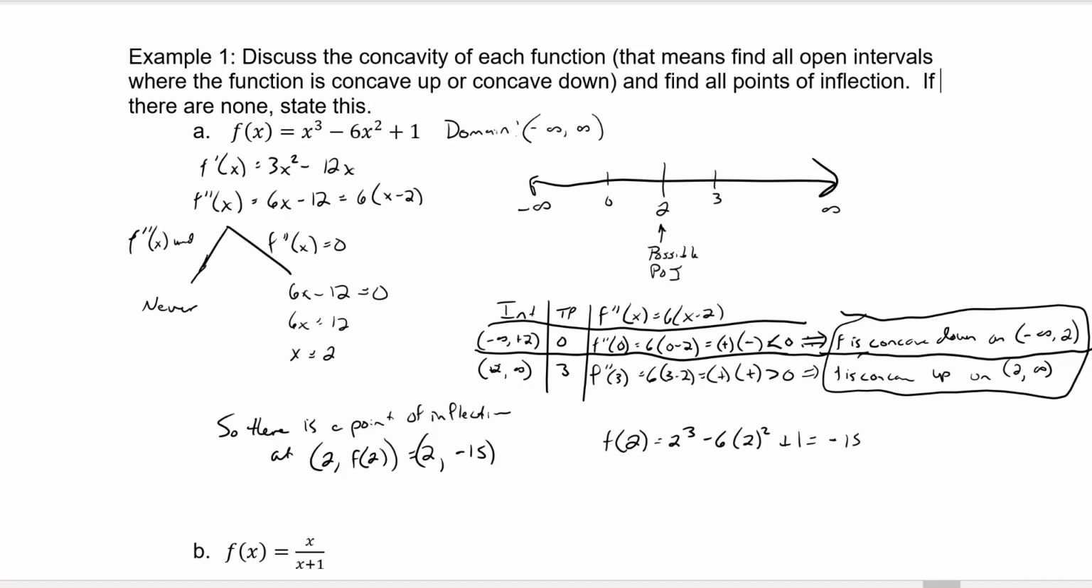Another thing to remember, x equaling 2 is in our domain of f of x. So concavity can change at a vertical asymptote, but there won't be a point of inflection there. In this case, because x equaling 2 is in our domain, that's why it's a point of inflection.